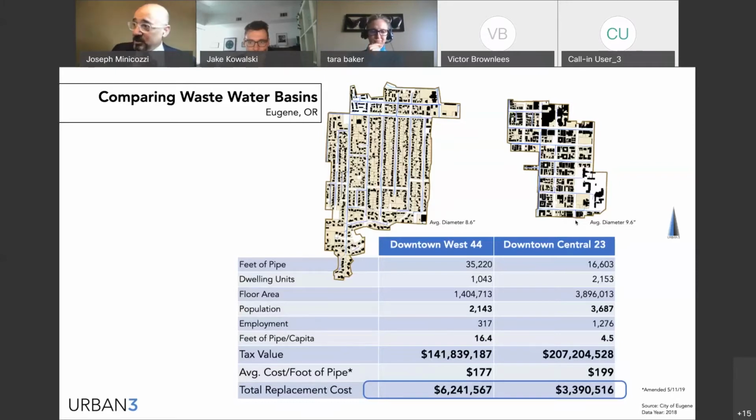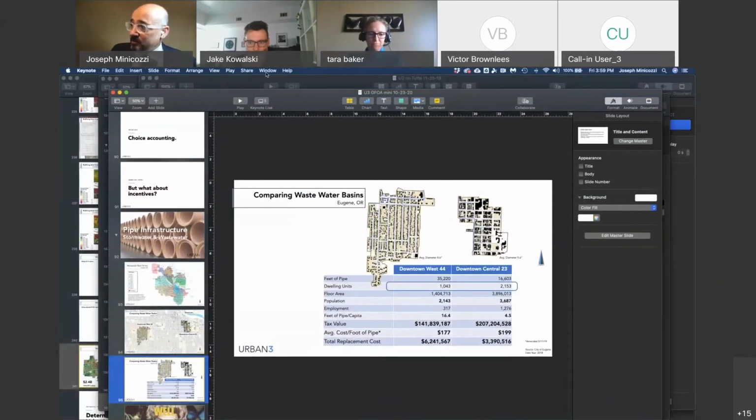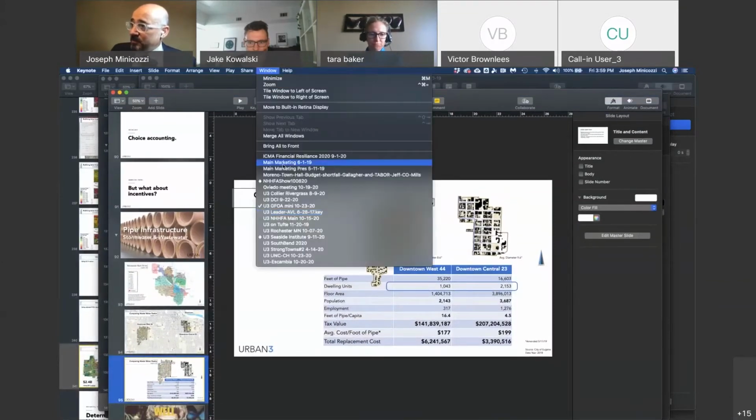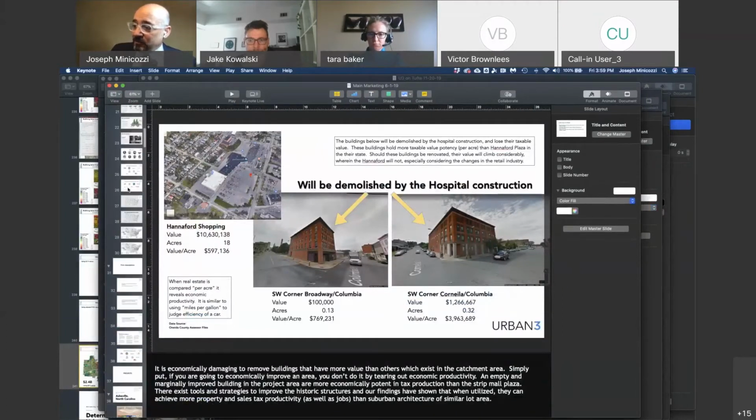Now, as far as small places, we did a project in Brevard, North Carolina, which is 6,000 people. Find Brevard real quick.